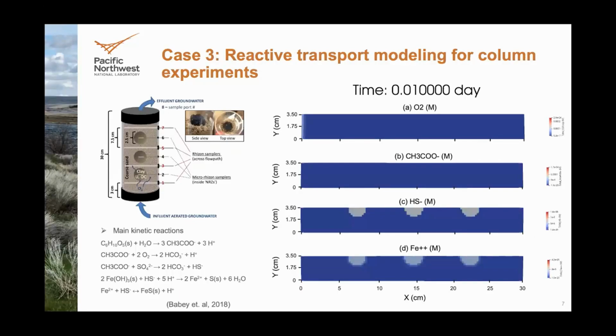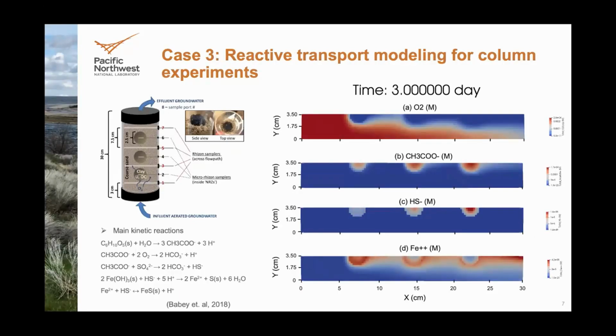And this is a third case. We can also use Flotran to do reactive transport modeling for column experiments. This column experiment was conducted by our collaborators. It looks into the reactions occurring in the naturally reduced zone in groundwater systems.